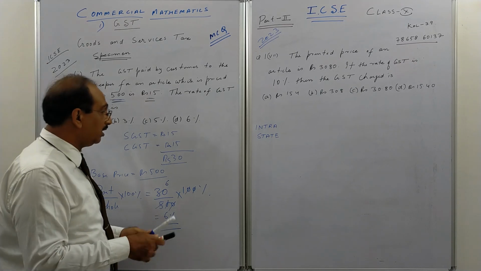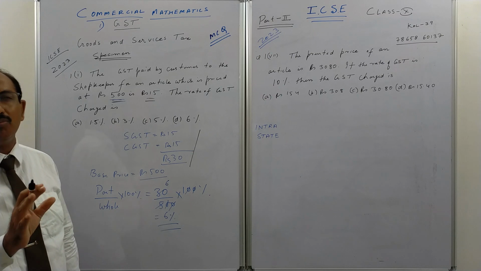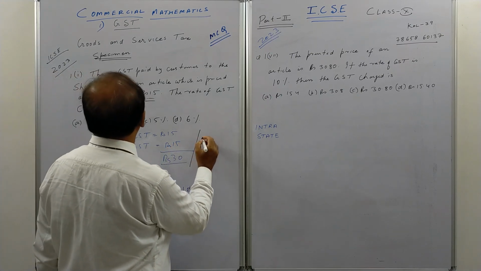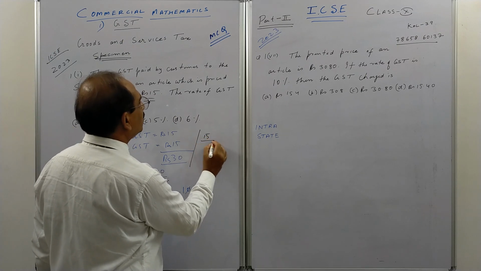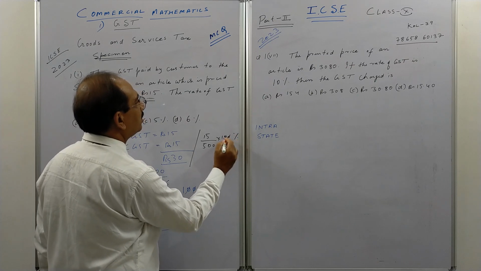So children, let me write with the black pen. Just what I do in our school exams, I change a few things from what the council has given. Many times I have done this and still I do. So 15 is what percent of 500? Children, if you solve it, the percentage will come.